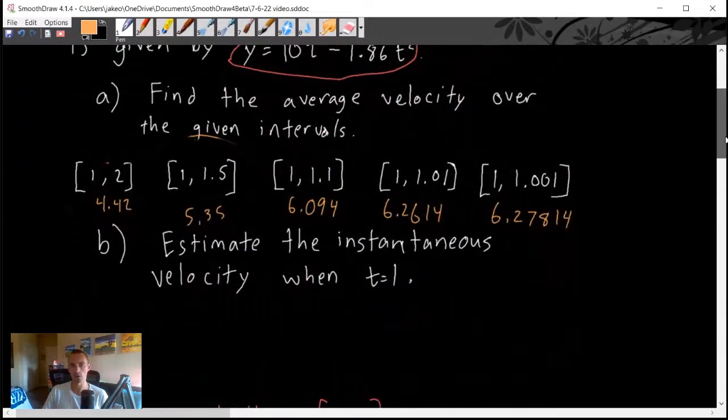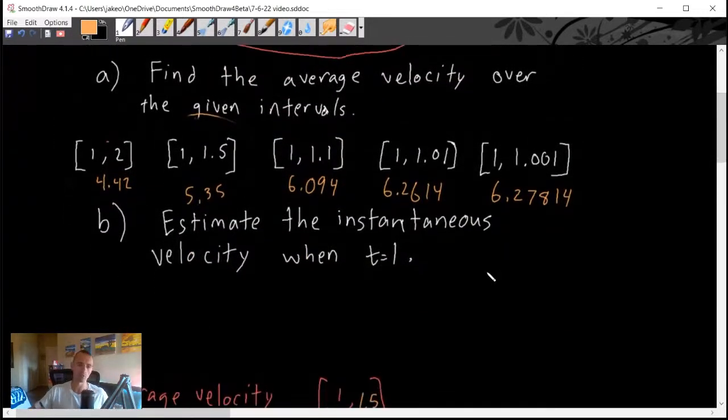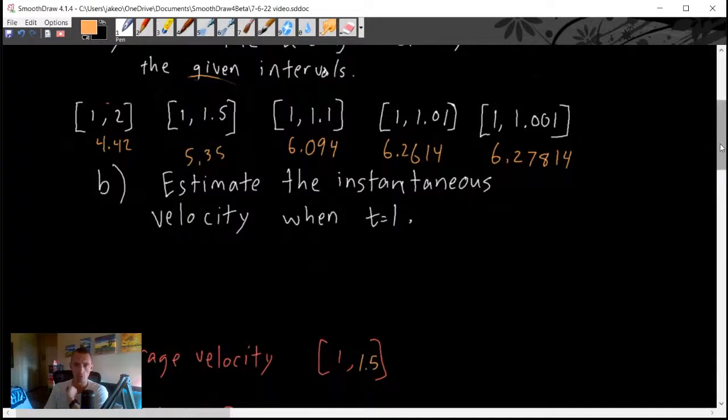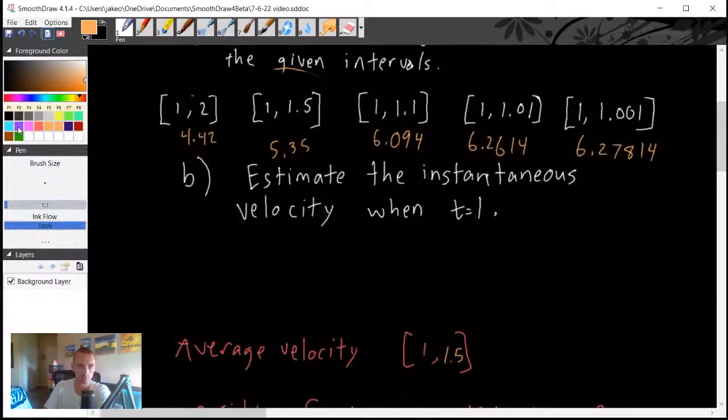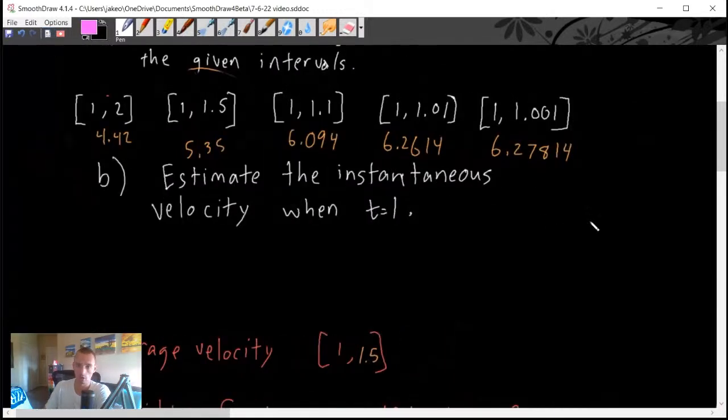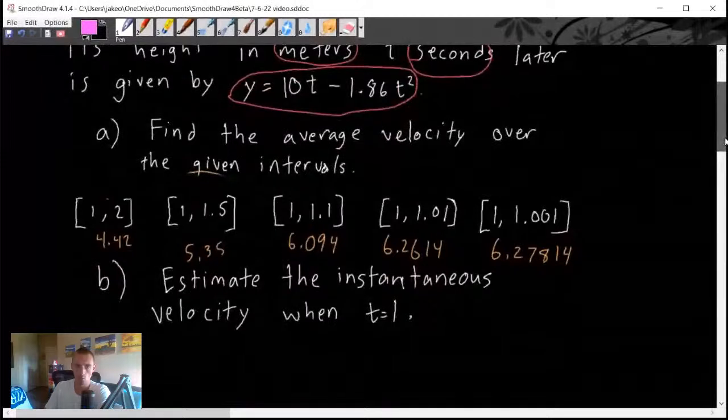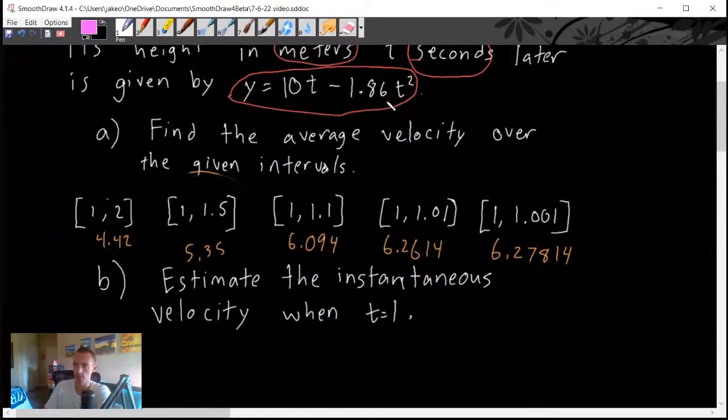Well, let's think about what instantaneous velocity means. Really what you want to think about is that instantaneous velocity just comes from the formula for instantaneous rate of change. All that formula is, is the instantaneous rate of change of a function at a specific point. So let's say we're trying to find the instantaneous rate of change of this function that we are given here, y equals 10t minus 1.86t squared.